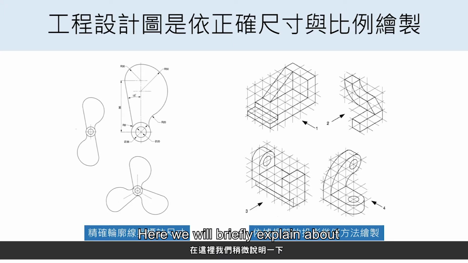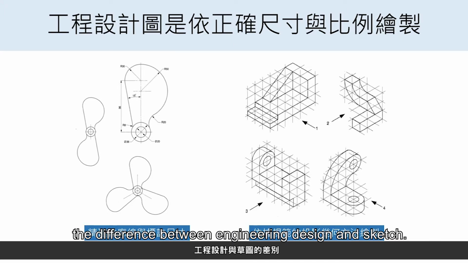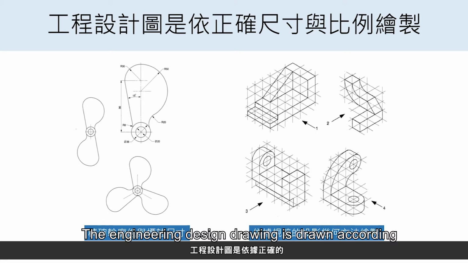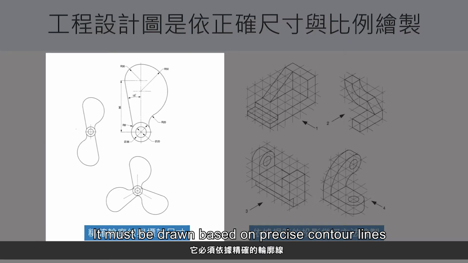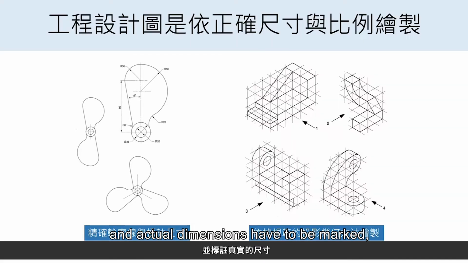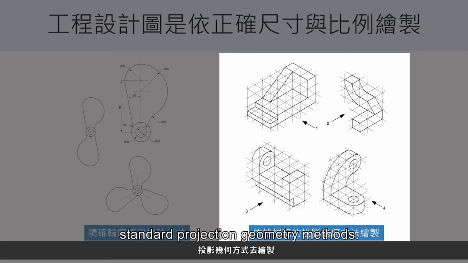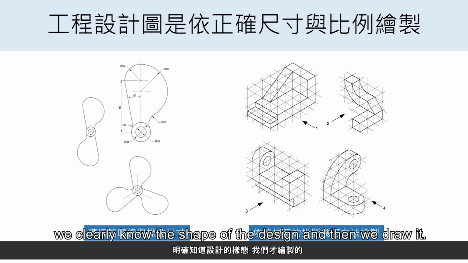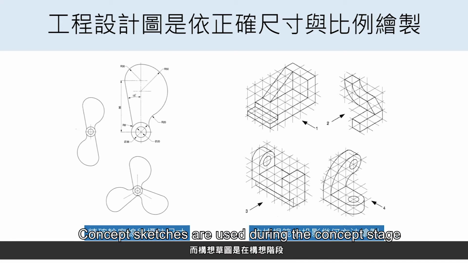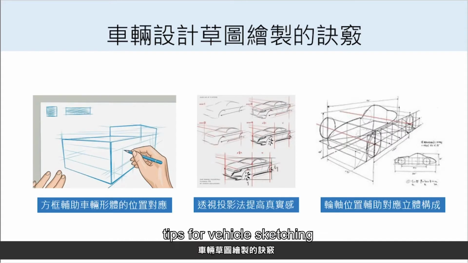Here, we will briefly explain the difference between engineering design and sketch. The engineering design drawing is drawn according to the correct size and scale. It must be drawn based on precise contour lines, and actual dimensions have to be marked. It is also drawn according to standard projection geometry methods, so engineering design drawings are mostly for confirmed designs. We clearly know the shape of the design and then we draw it. Concept sketches are used during the concept stage when there is no clear plan yet, and are used as assessment for subsequent design. Here, we provide some tips for vehicle sketching for your reference.